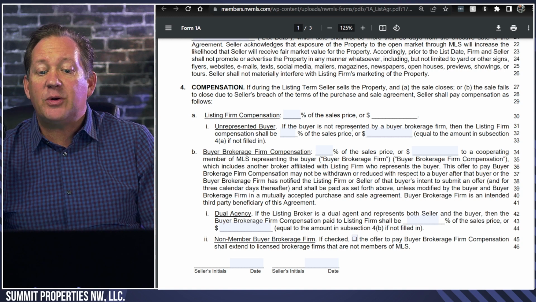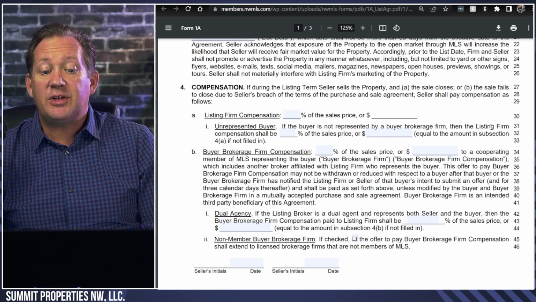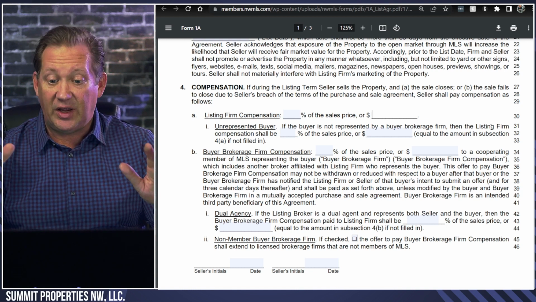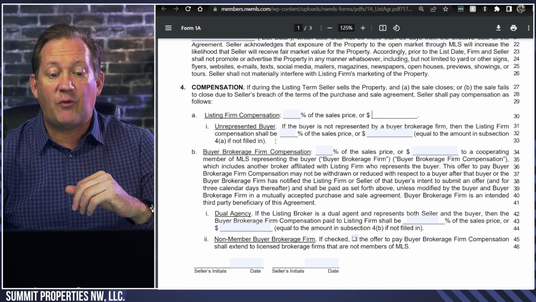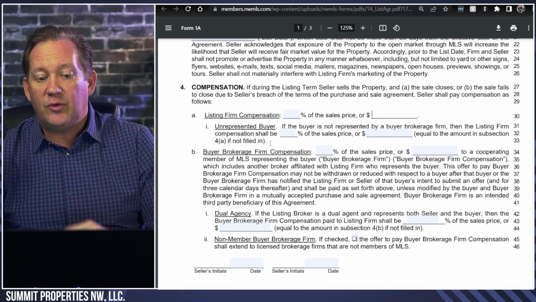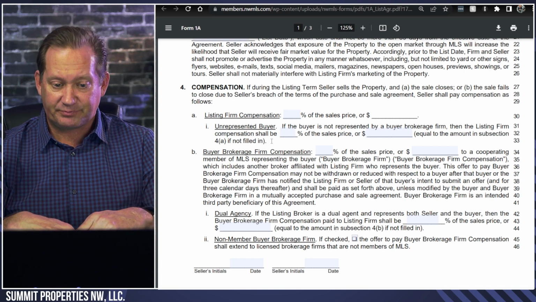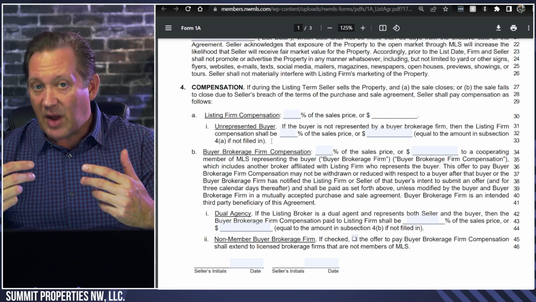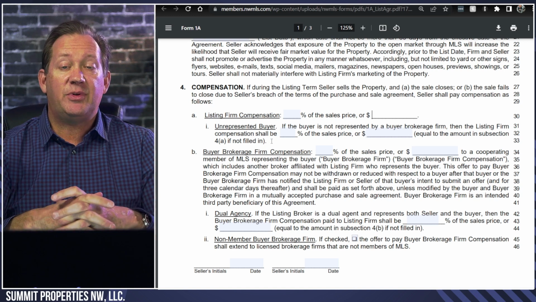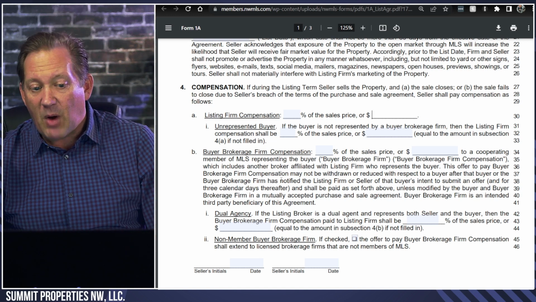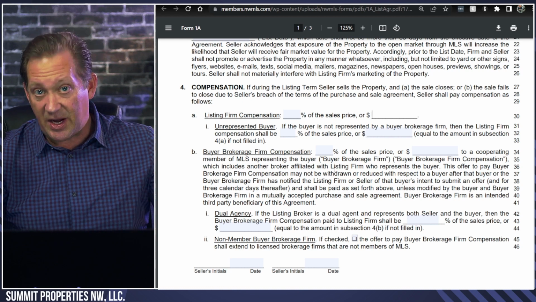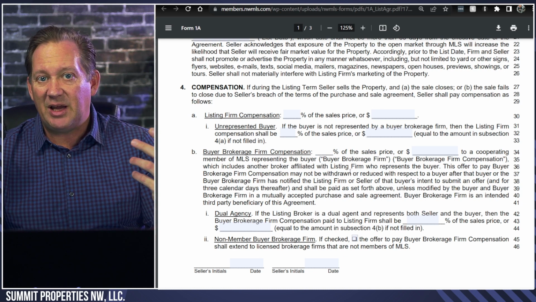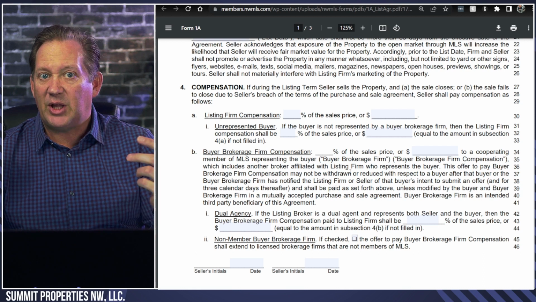Unrepresented buyer. If the buyer is not represented by a buyer brokerage firm, then the listing firm compensation shall be a percentage of the sales price or flat fee, equal to the amount in subsection 4A, if not filled in. So if a buyer comes in, they don't have a broker, here's where you identify that with your seller. All right, I'm not going to work the buyer's end for free. Here's the compensation that you and I are going to agree on. Buyer brokerage firm compensation. So this is the buyer. Buyer brings their own buyer in. Again, it's a percentage of the sales price. Maybe it's 2%, maybe it's 2.5%, maybe it's 3%. Maybe on land, it's a little bit more.